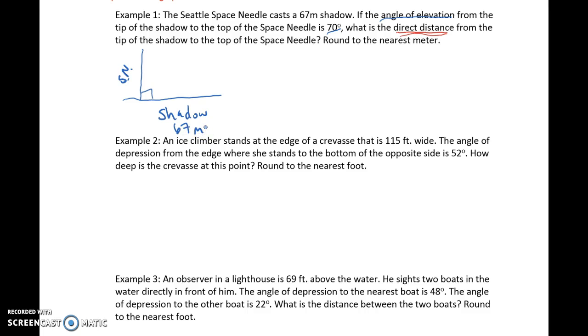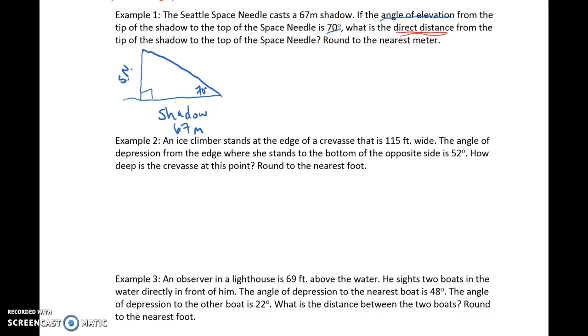We have an angle of elevation going from the tip of the shadow to the top of the Space Needle. So that's telling me my line of sight goes from the end of my shadow to the top of the tower, and that angle is 70 degrees. So there is my picture. What we want to do is calculate the direct distance from the tip of the shadow to the top of the needle.